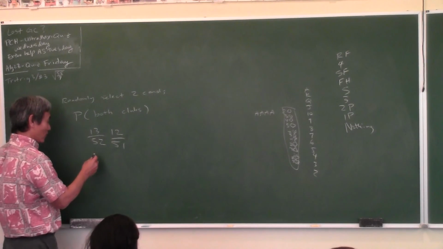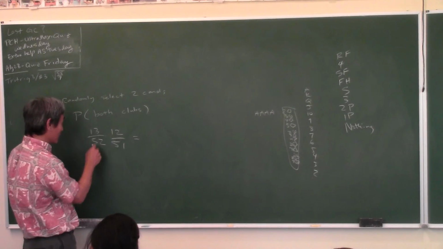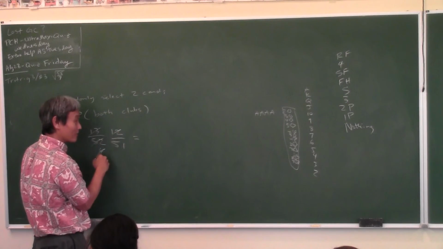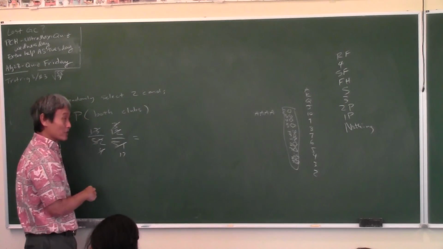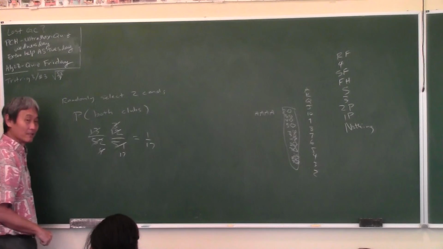Okay, anyway, so then you gotta simplify this. But you know, card problems are good because look, 13 goes into 52, 4 goes into 12, 3 goes into 51, 17 times. So the probability of pulling out 2 clubs is 1 out of 17.